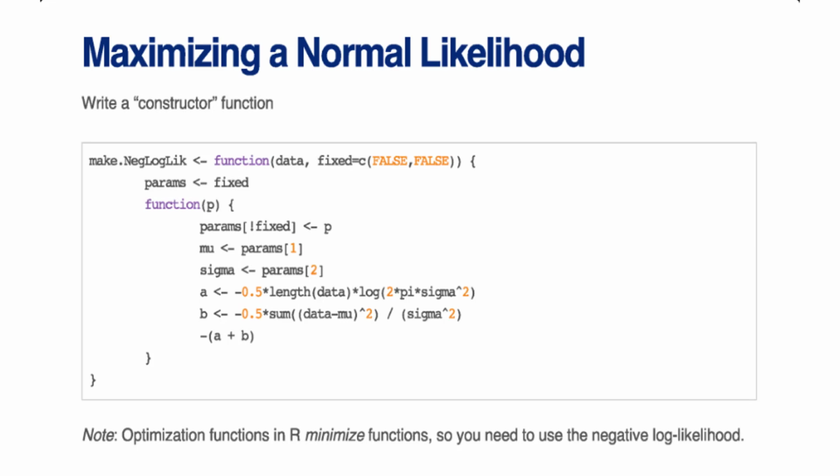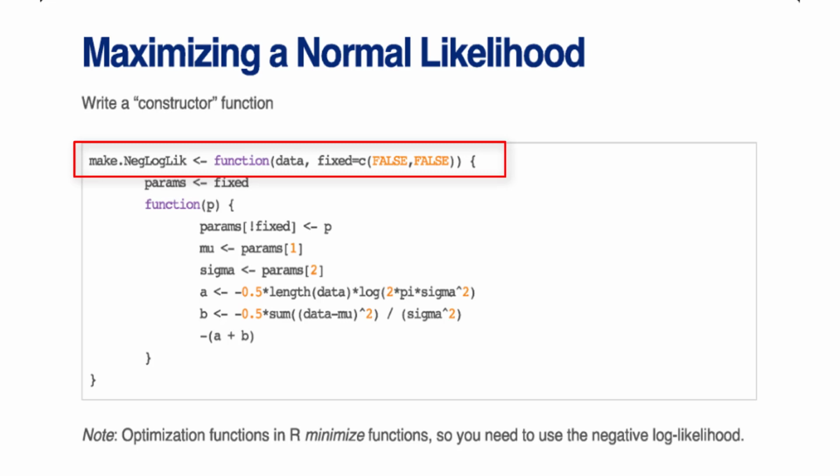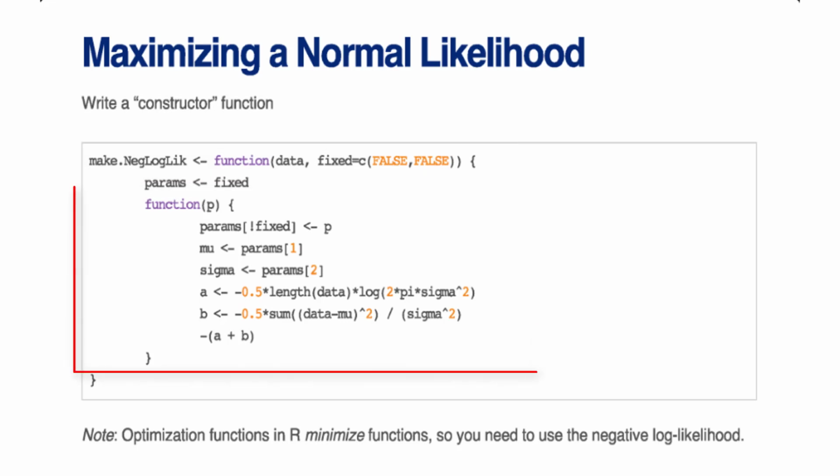So here I've got a constructor function that's making a negative log likelihood, because I want to minimize the negative log likelihood function. This is my objective function. It's going to depend on some data, so the data is the first argument to this make.NLL function. The second argument is a logical vector called fixed, and it determines whether or not I want to fix some of the parameters. Inside the constructor function, I define another function which takes an argument called p for the parameters, and this is going to be the parameter vector that I want to optimize over.